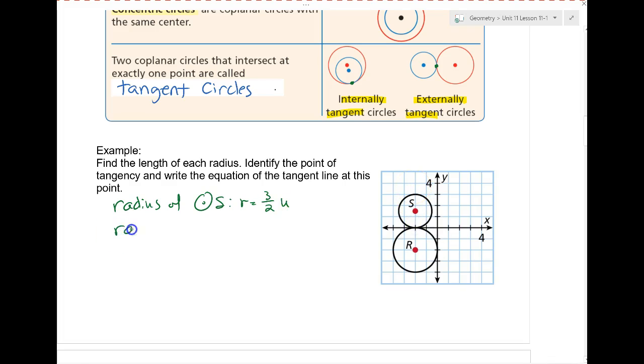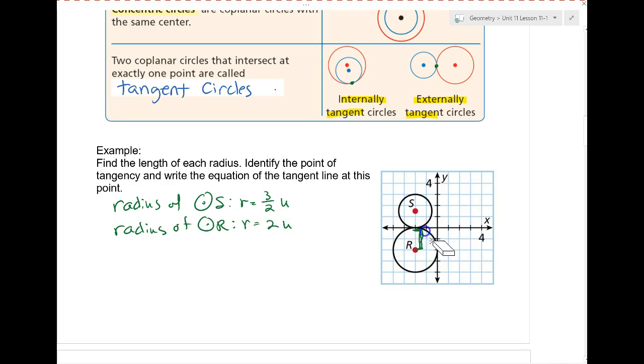What's your radius of circle R? What do we got? Isn't that 2? Use the diagram to help you. So the radius is going to be 2 units.